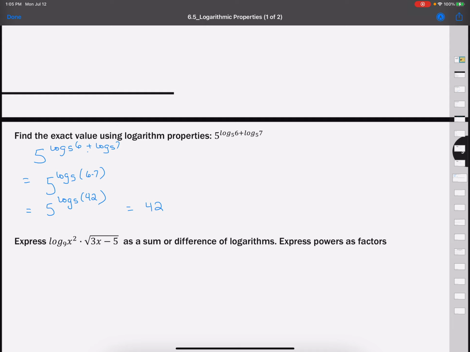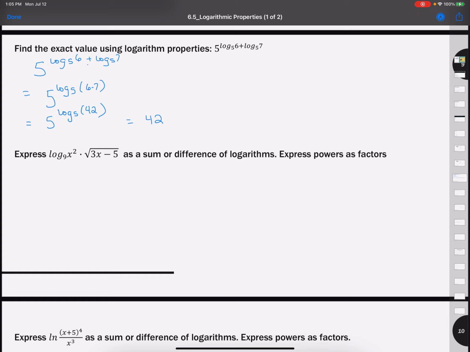Because we have property number 4 now. So if it's 5 to the power of log base 5 of 42, that's going to equal 42. That's property number 3. Okay? So we used two properties there.